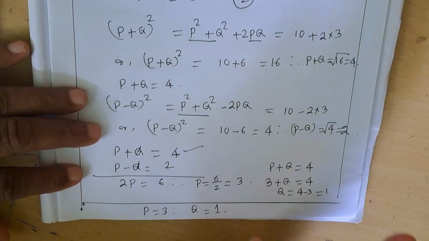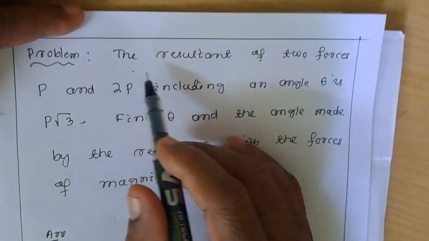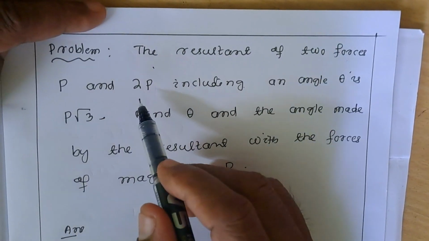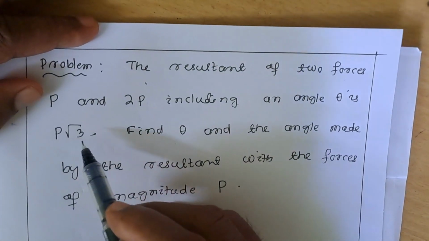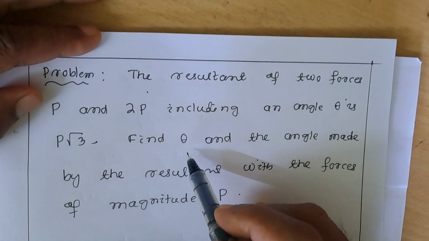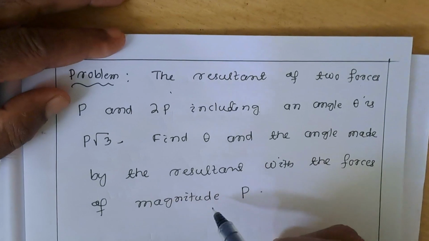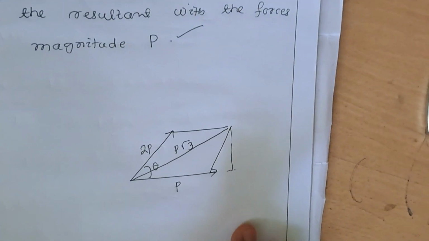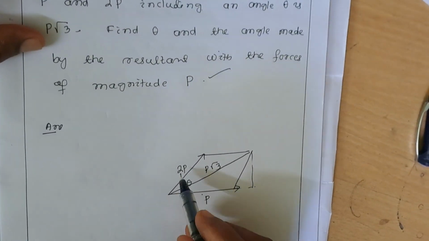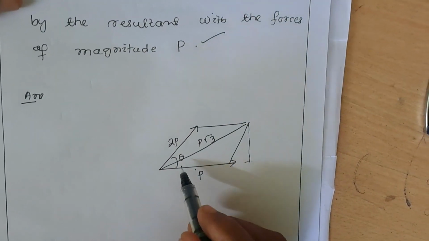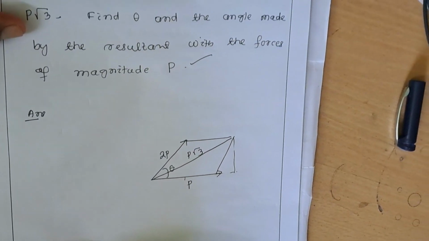Now, I will solve another problem. The question is like this: the resultant of two forces P and 2P, including an angle theta, is P root 3. Find theta and the angle made by the resultant with the force of magnitude P. This is the diagram. Here P and 2P are two forces. Theta is the angle between the two forces P and 2P.